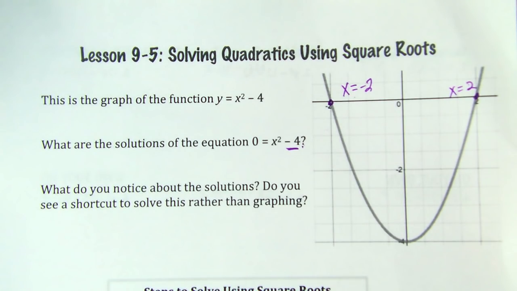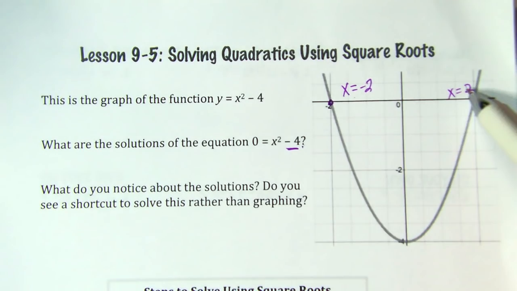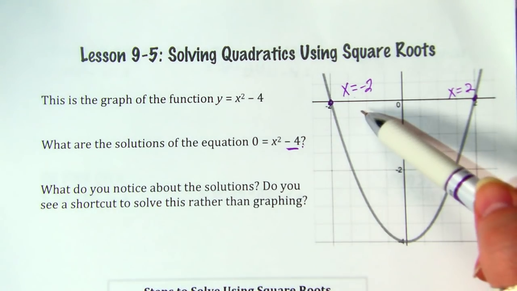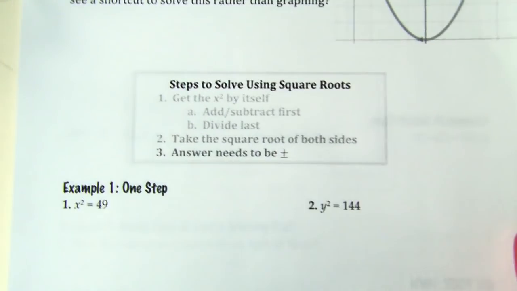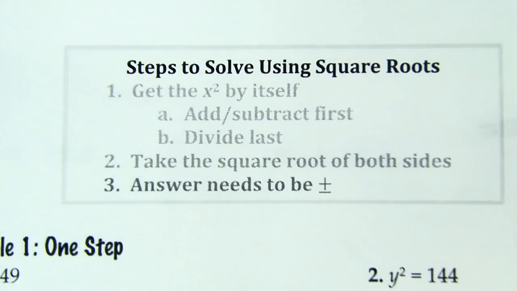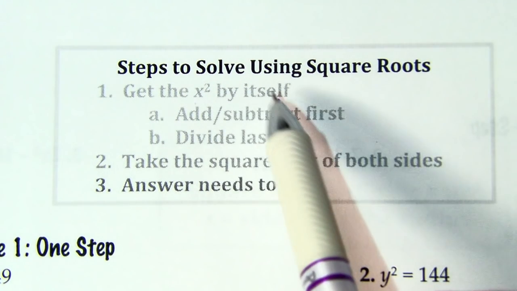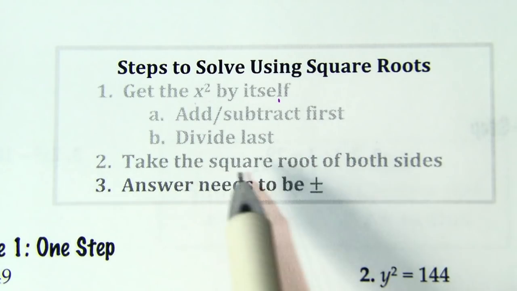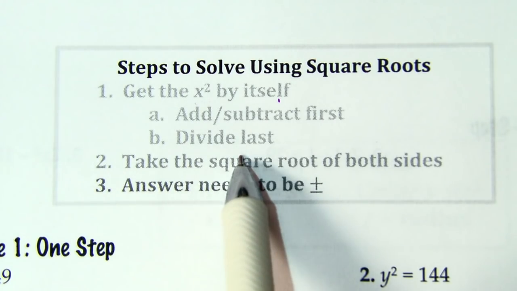So notice that they're always the same exact number. One is minus and one is positive. So we're going to have two answers here, one that's positive and then the same number but negative. So the steps to do this, you should have written these down already. If not, go back up and write them down. The first step is to get x squared by itself. You might have to add or subtract to move something to the other side. And then if anything is attached to the x squared, you need to divide. And that should be the last step.